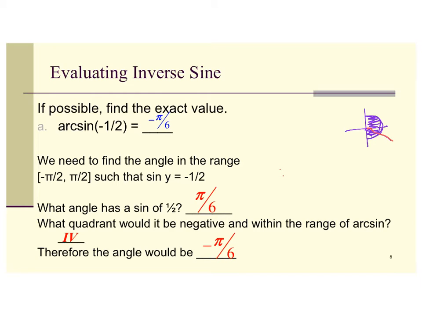All right, so in this quadrant, the sine, which is associated with a y value, is negative. So in quadrant 4, it's negative. So therefore, my answer would be negative pi over 6.